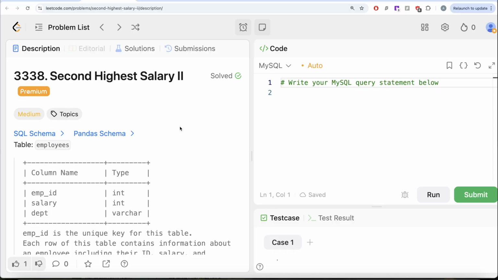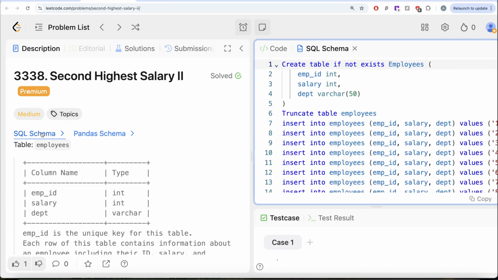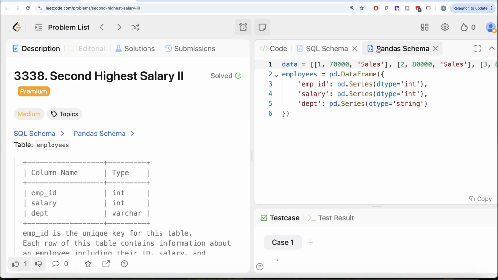This channel, Avid Science, is all about trying to learn various concepts of data science by practicing a lot of questions. In this video, we are going to solve this question on LeetCode regarding second highest salary part 2. The difficulty level of this question is medium and I'm going to share the SQL schema as well as the pandas schema in the description box below.